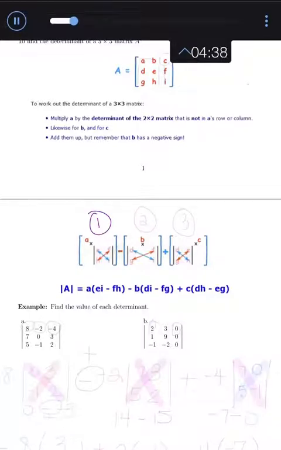Next, we actually are going to subtract our middle term. And our middle term will start by looking at the entry B and multiplying it by the determinant of the 2 by 2 matrix left by deleting its row and its column. So we will look at the determinant of the matrix D, F, G, I.